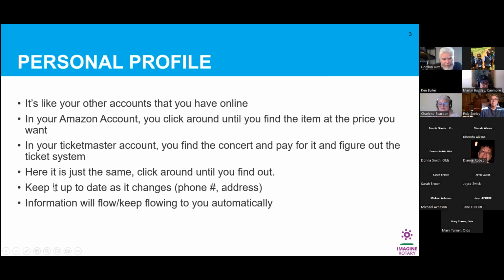You keep your information up to date as it changes, like your phone number, or if you move, so that we can keep in contact with you. And then that information flows directly with RI, and that is really easy because the systems talk to each other. And Club Runner is the only program that has been selected to chat with RI. So you can be assured that your information is kept confidential and safe.